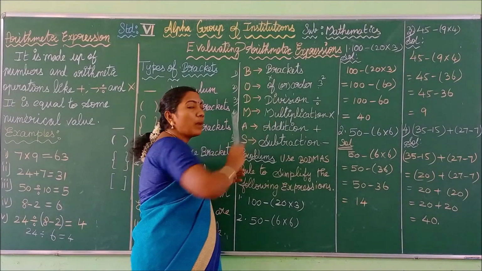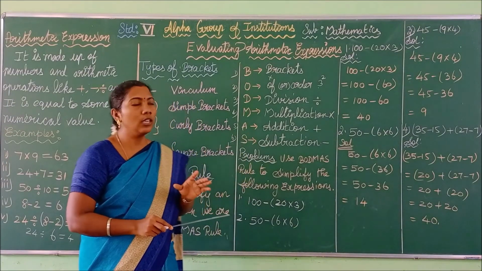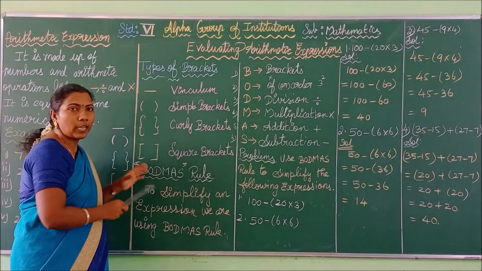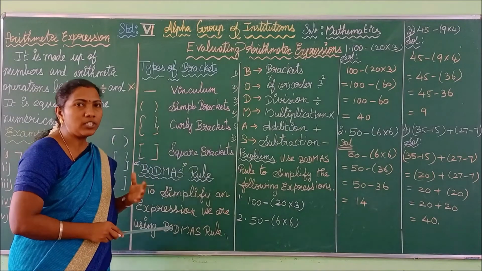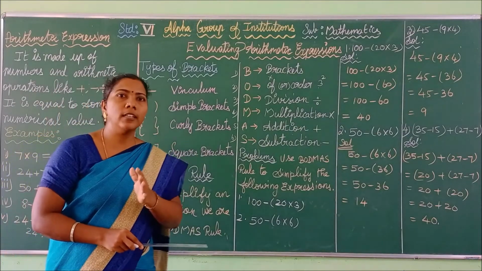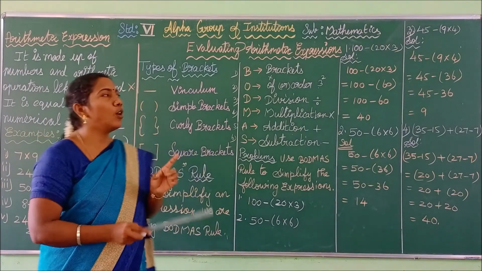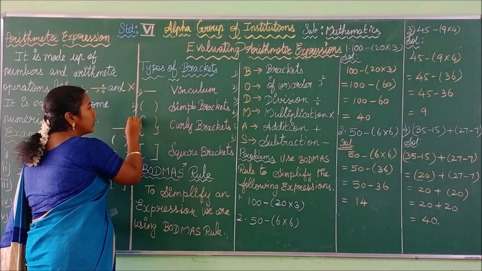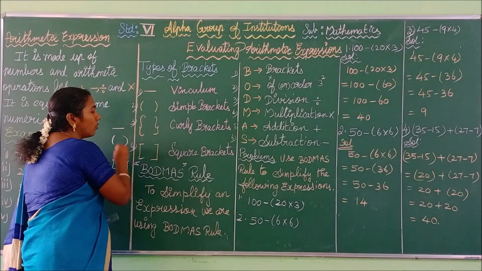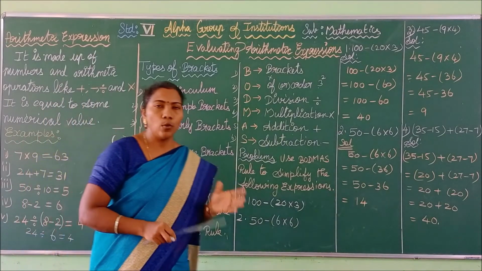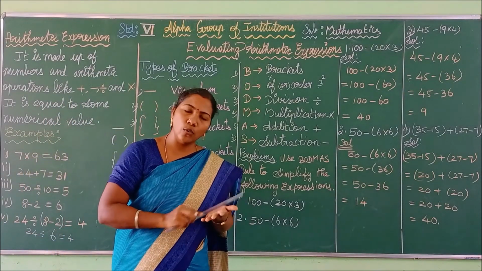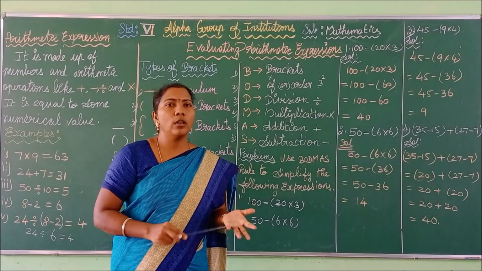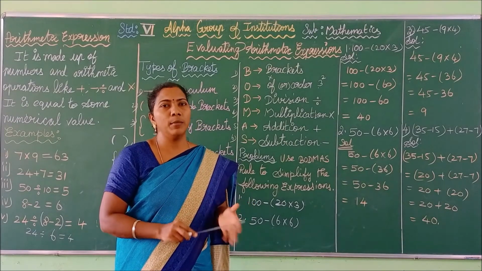For the use of brackets, you also have one rule. See here, I have written the types of brackets. Suppose an expression contains four brackets, then first you have to evaluate the vinculum, secondly the simple, thirdly the curly, and fourth the square. Do you understand?